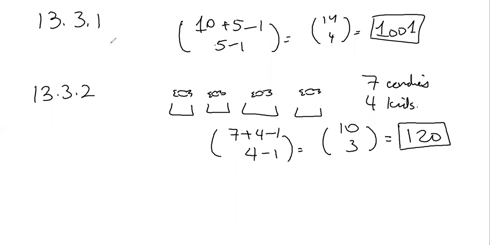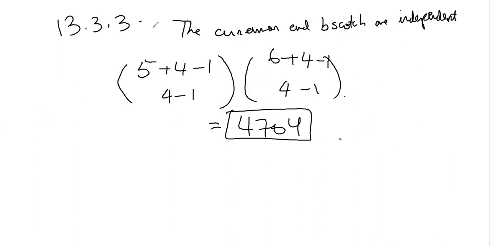And finally, for 13.3.3, notice that a distribution of the cinnamon candies and a distribution of the butterscotch candies are independent, right? However you choose to distribute the cinnamon does not impact how you can distribute the butterscotch. So you can multiply the number of ways to distribute the cinnamon ones by the number of ways to distribute the butterscotch ones, which would give you the answer of 4,704. And those are the 3 problems we just did.